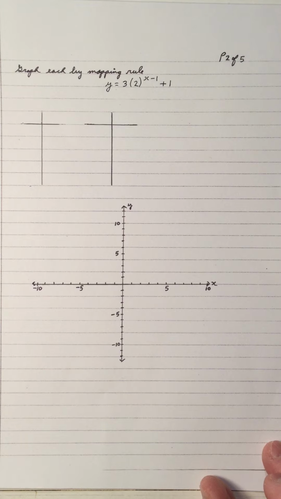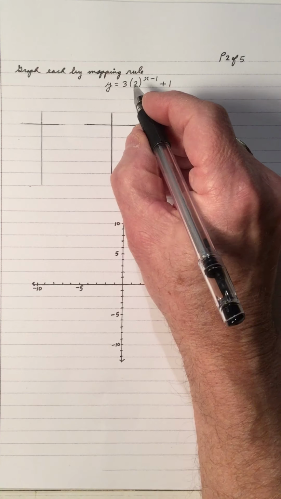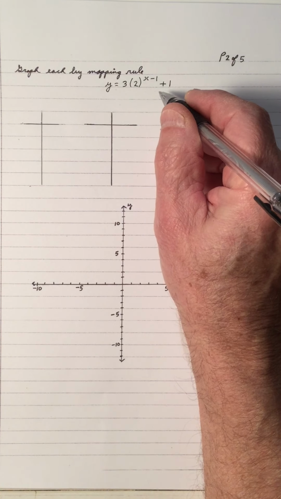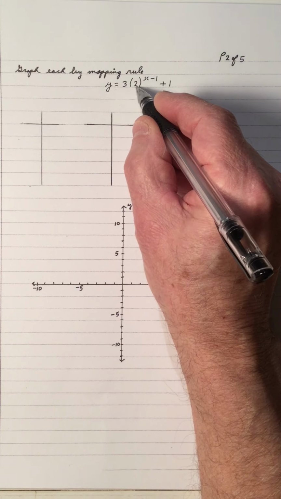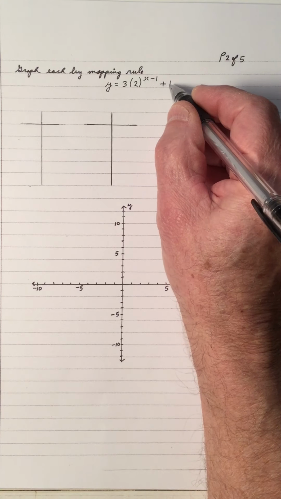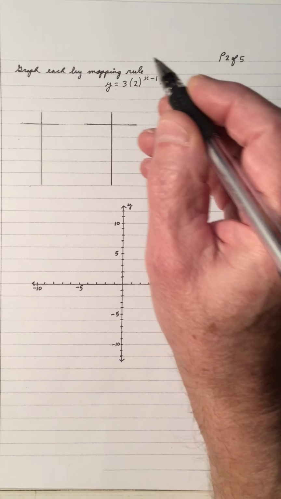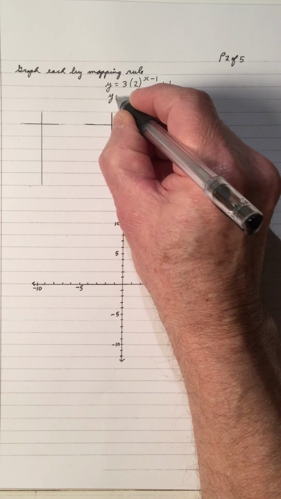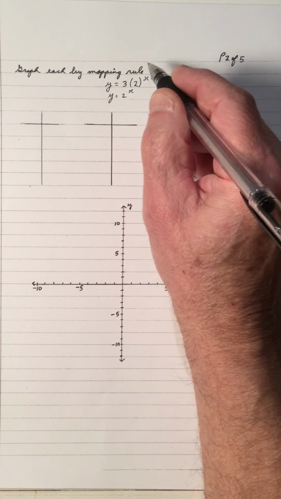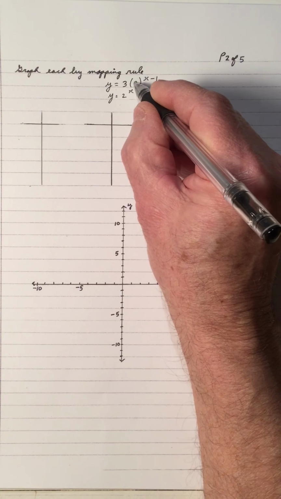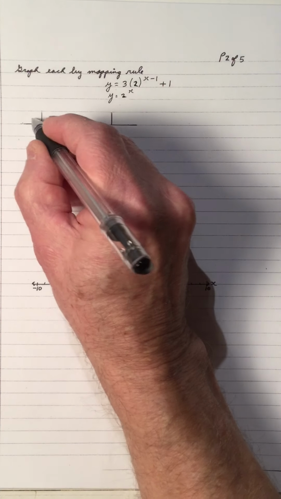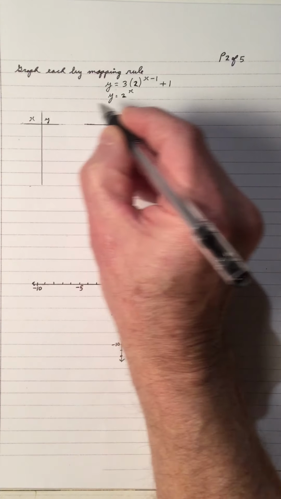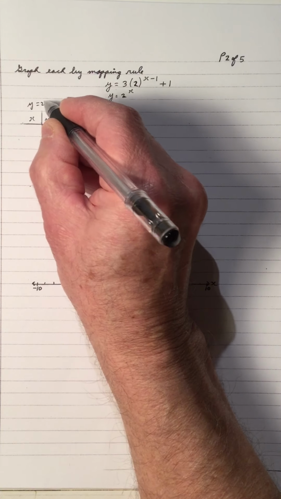What we're going to do in this video is graph the exponential function by the mapping rule. Notice we have y equals 3 times 2 to the power of x minus 1, plus 1. So we're going to graph by the mapping rule, so y equals 2 to the x is the basic equation. The base is 2, so we just have y equals 2 to the x. When we do, we put x and y into this table, so this is y equals 2 to the x.